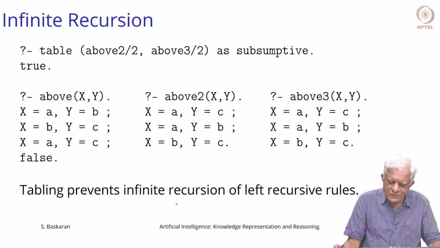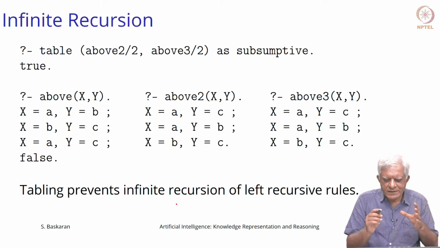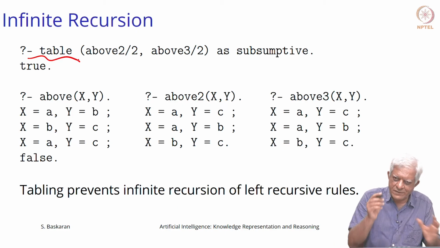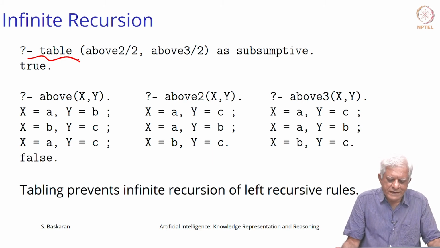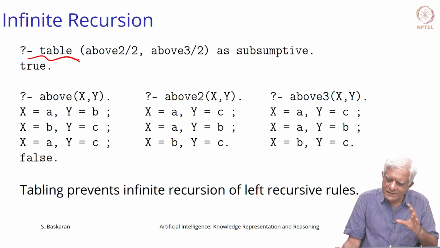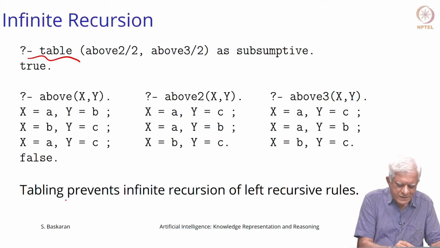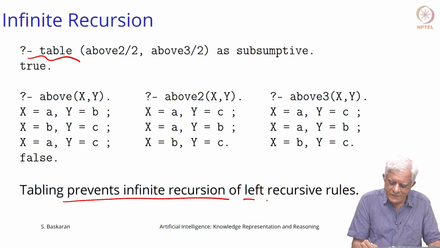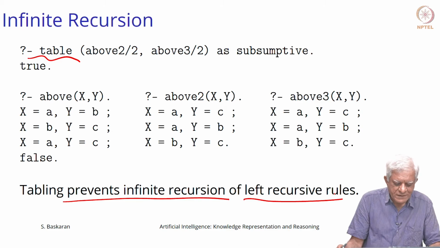So, Prolog allows you to shift into a data driven mode and says that create a table of whatever you know. So, you have seen that A is above B, B is above C and so on, and then work with that table. This process is called tabling. We will not go into too much detail, but I just wanted to highlight the fact that modern Prolog will allow you to prevent infinite recursion on left recursive rules, and you can do that by this process of tabling.